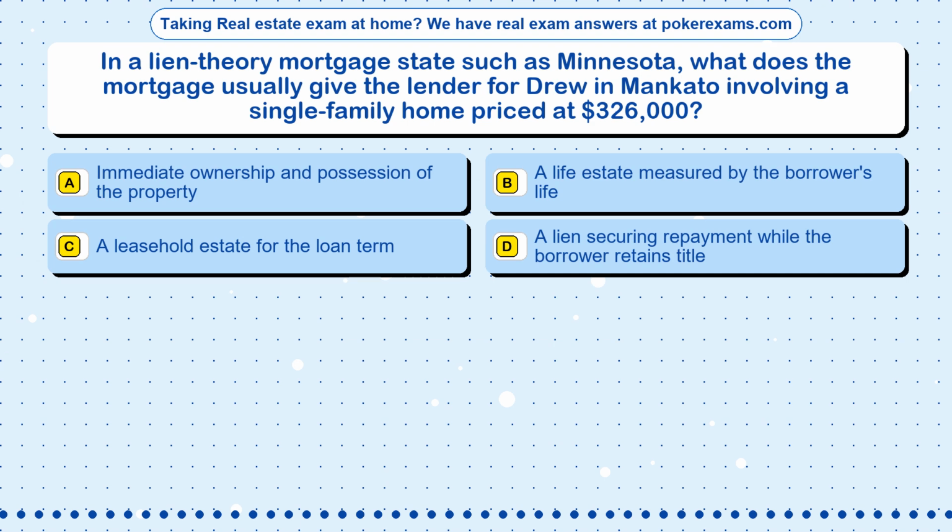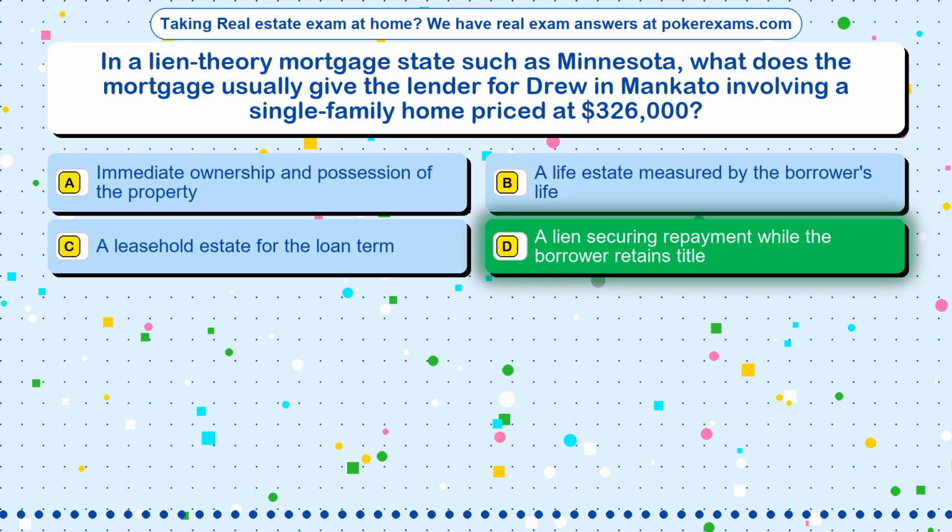Question 44. In a lien theory mortgage state such as Minnesota, what does the mortgage usually give the lender for Drew in Mankato involving a single-family home priced at $326,000? Option A. Immediate ownership and possession of the property. Option B. A life estate measured by the borrower's life. Option C. A leasehold estate for the loan term. Option D. A lien securing repayment while the borrower retains title.